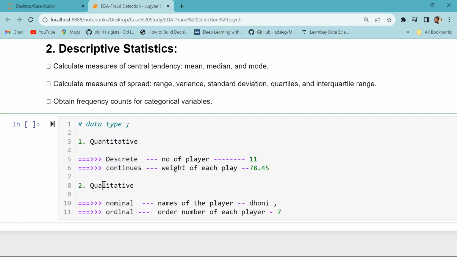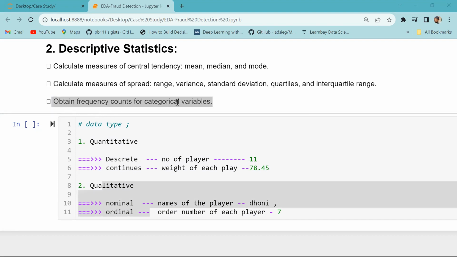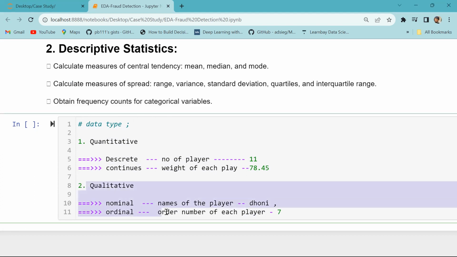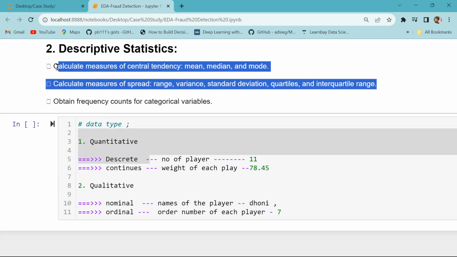When coming to qualitative data, when the data is categorical type, then we obtain only the frequency count. Even this frequency count is descriptive statistics, but we calculate the frequency count when the data is qualitative. When the data is quantitative, then we can apply standard deviation, quartiles, interquartile range, mean, median, mode. These are all statistics we can apply on top of your quantitative data. Clear?